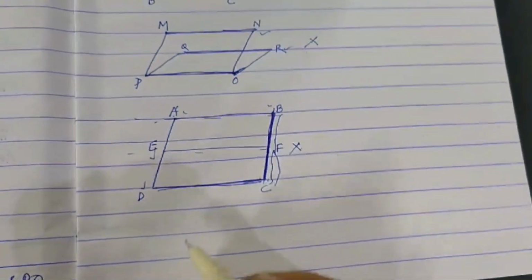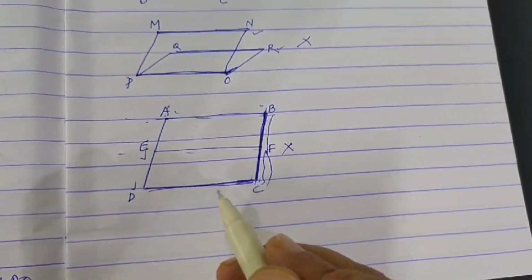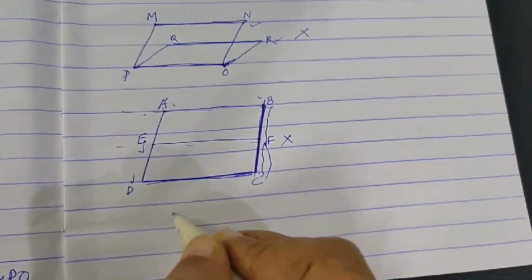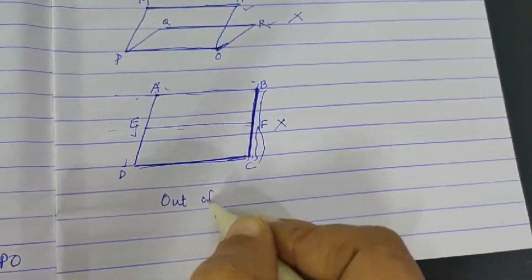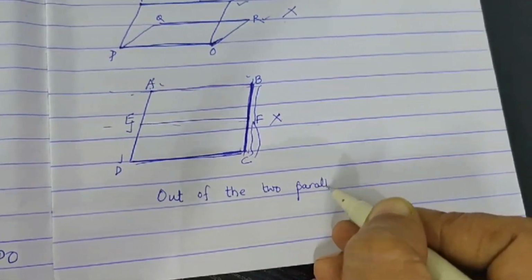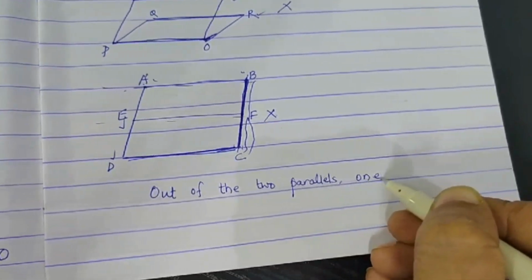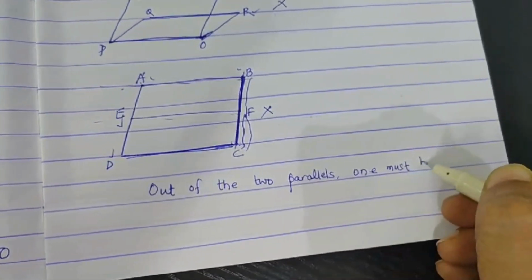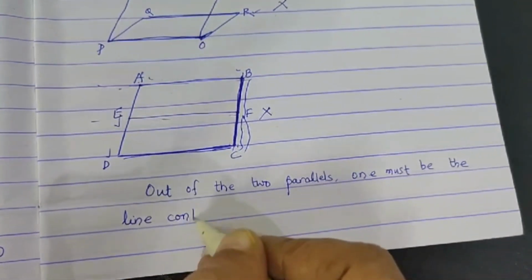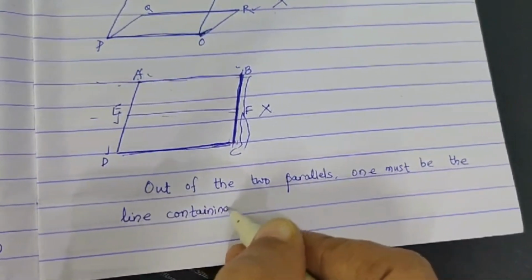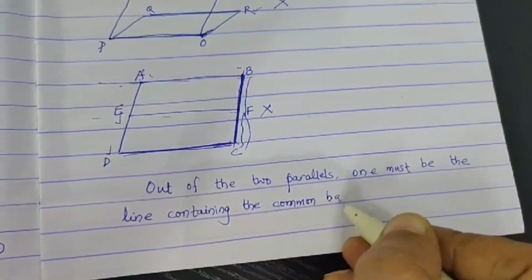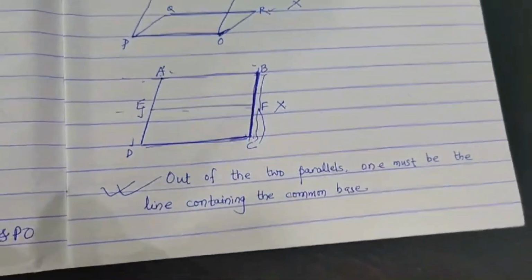Okay, so that is why we cannot say this is a figure having the same base and between the same parallels. The condition is that out of the two parallels, one must be the line containing the common base. This is the condition.